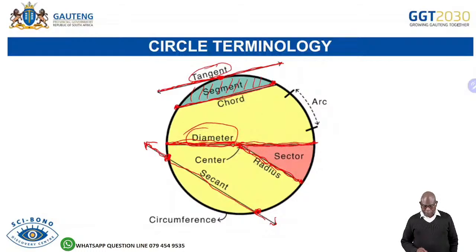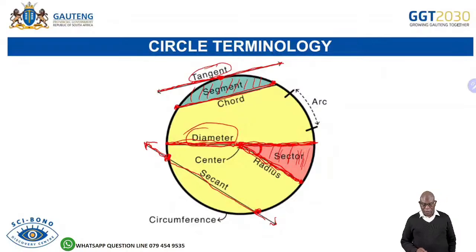Now this part here is a sector. So what is a sector? It is the area that is formed between two radii, and they form what we call a central angle. So the central angle is formed when we have that radius and that radius there. The angle between the two radii will be a central angle. And then the area that is formed there is called a sector.